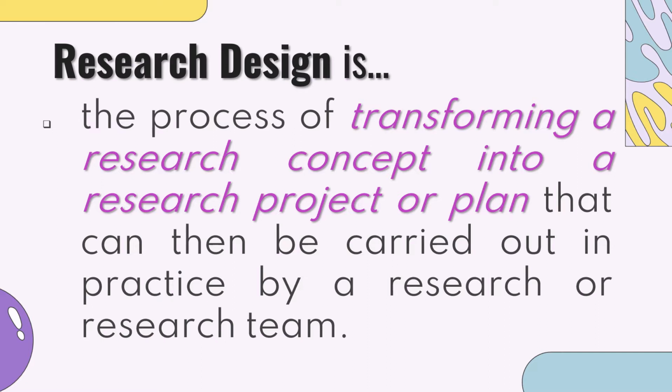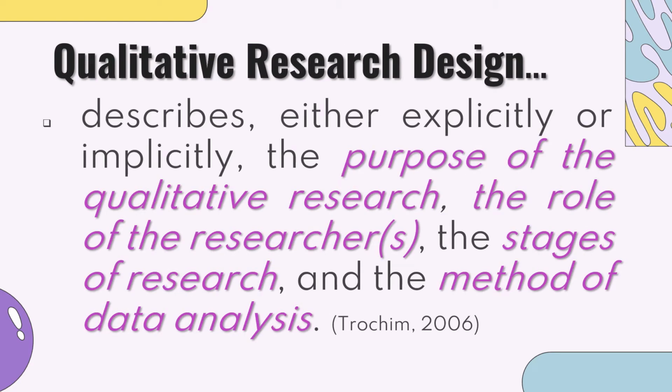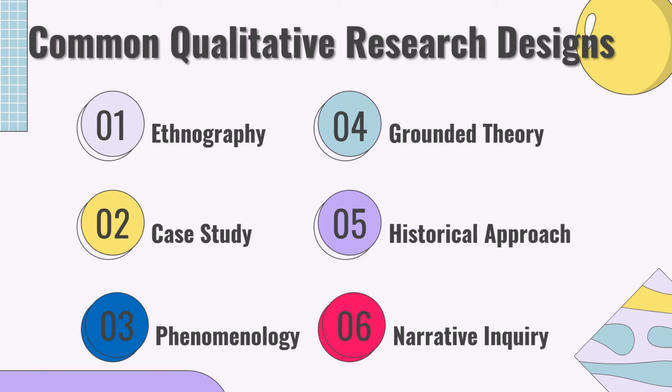Research designs are types of inquiry that provide specific directions for procedures in a research study. A qualitative research design describes, either explicitly or implicitly, the purpose of the qualitative research, the role of the researchers, the stages of research, and the method of data analysis. Therefore, a qualitative research design or approach is a general way of thinking about conducting qualitative research. The following are the 6 common qualitative research designs, namely ethnography, case study, phenomenology, grounded theory, historical approach, and narrative inquiry.